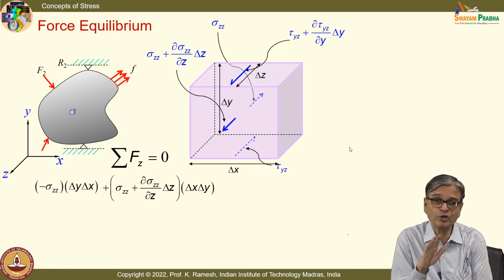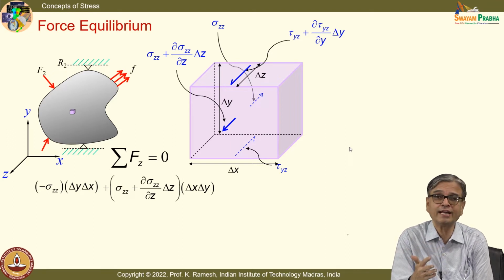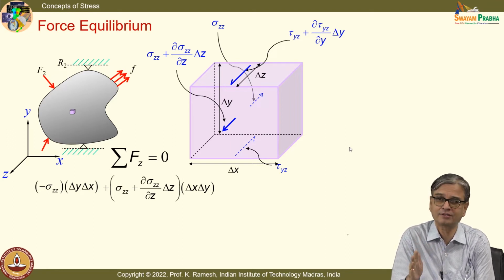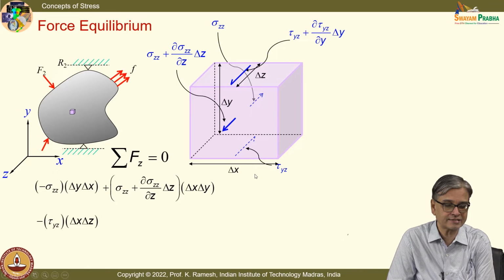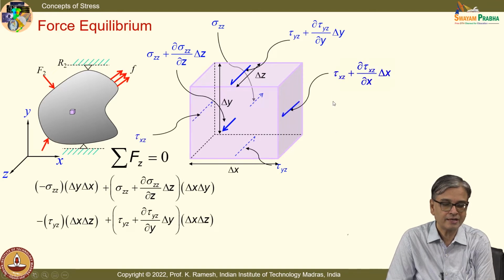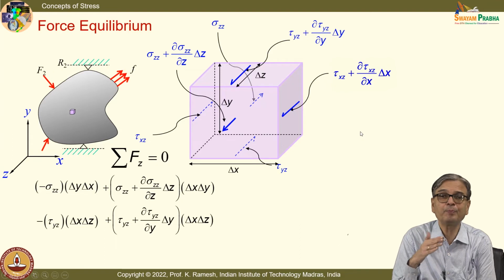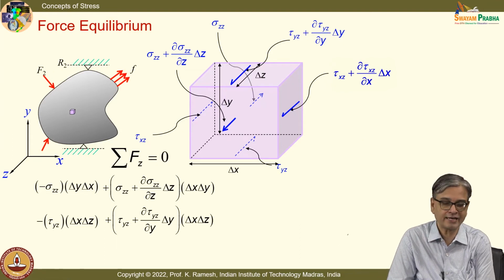This you should be able to write from understanding. That is why I am going slow. I am not going in a hurry. But for force summation, once you write this, force summation is straightforward. There is no difficulty at all. And here the area is delta x into delta z. That's what you have here. So similarly, I write tau xz on the negative x plane, and tau xz plus dou tau xz divided by dou x into delta x on the positive x plane.